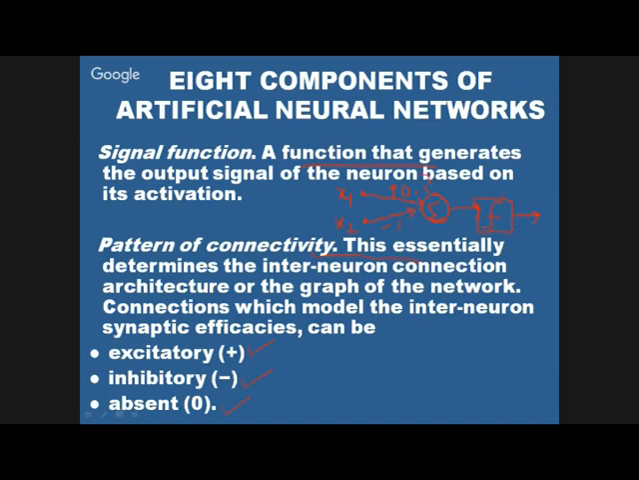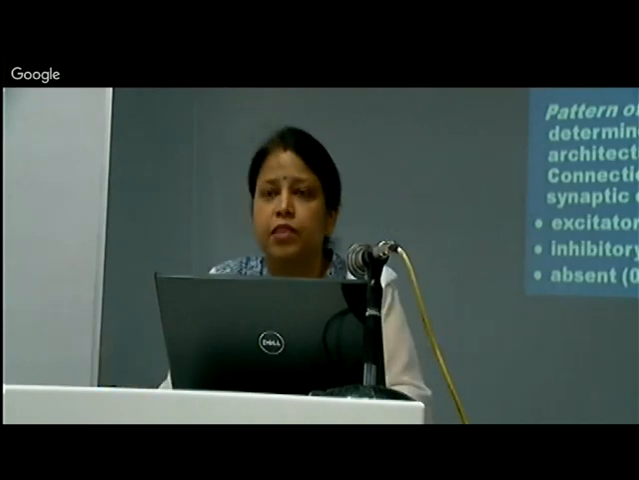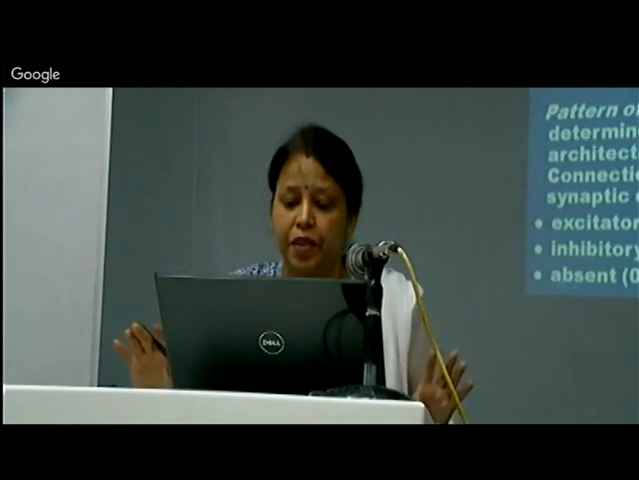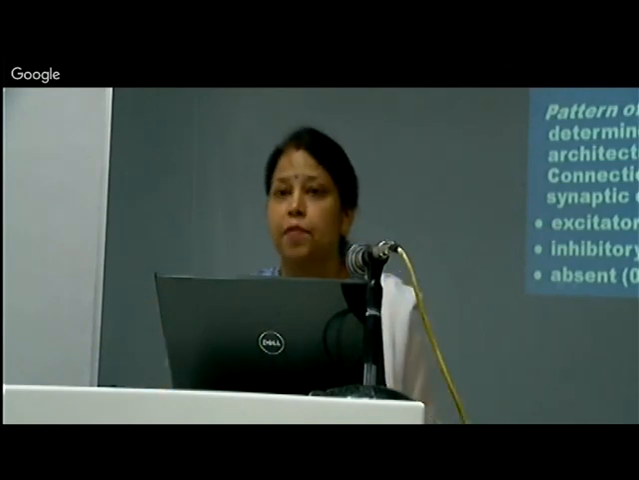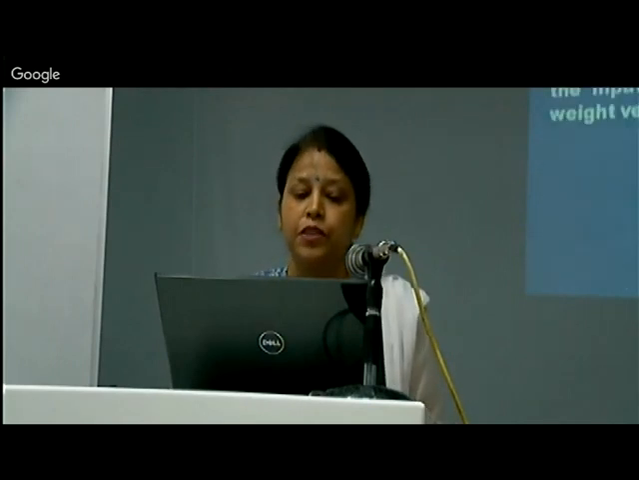So plus 0.5 and minus 1 are known as excitatory or inhibitory weights. If the weight is plus, it is an excitatory, winning neuron. If it is minus, it is an inhibitory, not winning neuron. If there is no weight, it is known as absent, meaning this input has no work with the neuron. So these are the different types of connectivity, or weights, associated with neurons.